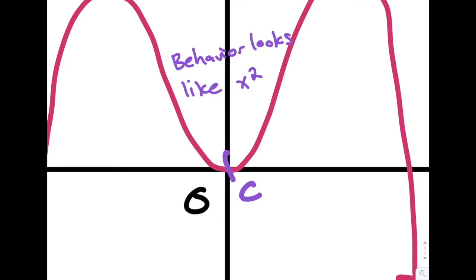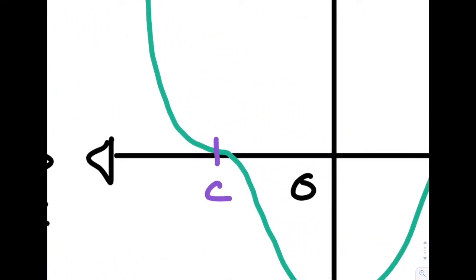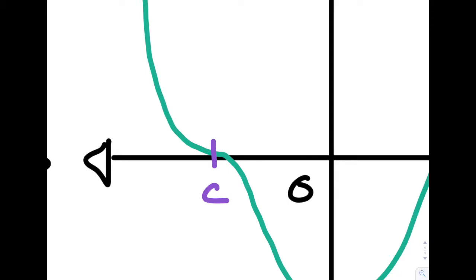And then switching over to g, a similar kind of pattern. If we look at the behavior around this c, one of the zeros for g, that kind of looks like an x cubed, right? Or something like that. All right, so we'll put that in our back pocket.